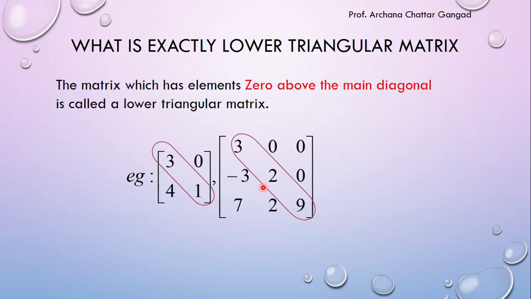Now what is exactly a lower triangular matrix? Exactly opposite to the upper triangular matrix, it is the matrix which has the elements 0 above the main diagonal. All the numbers above the diagonal will be 0. That is called the lower triangular matrix. The example is again, 3, 1 is the main diagonal. Above this diagonal all elements are 0. Here also, in the second matrix, the main diagonal is 3, 2, 9. Above this diagonal, all elements are 0. So this is a lower triangular matrix.